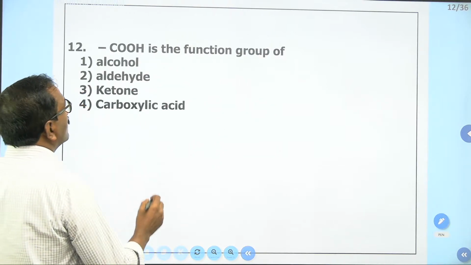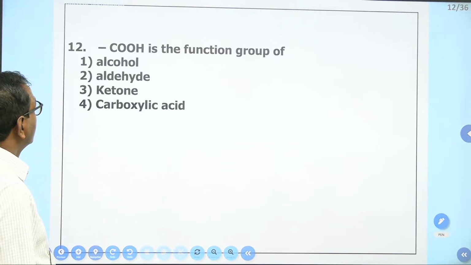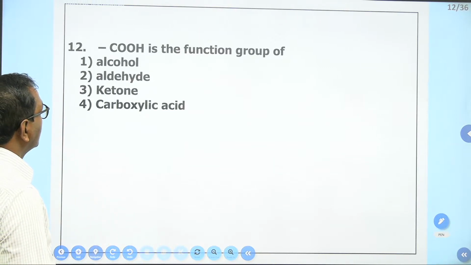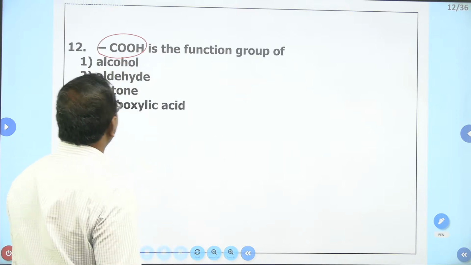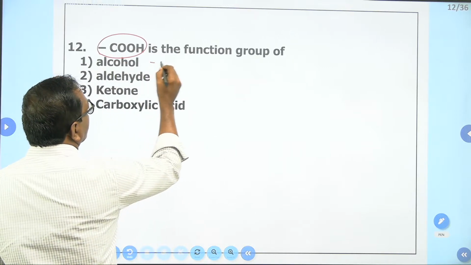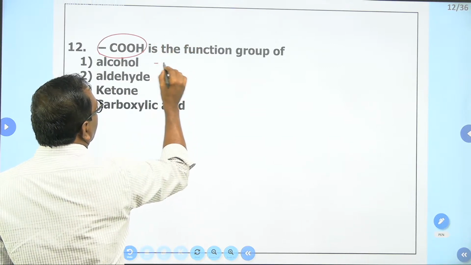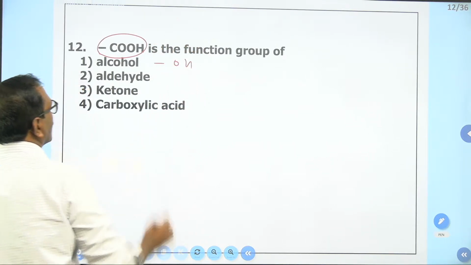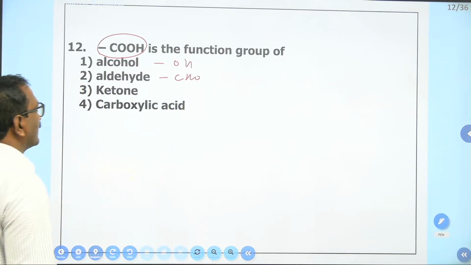COH is the functional group of dash. Already we said in the previous question, the 11th one, the aldehyde functional group is CHO like this. Single bond COH is the functional group of dash here. Alcohol functional group is single bond OH. This is the functional group of alcohol. Aldehyde is CHO, the functional group of aldehyde.